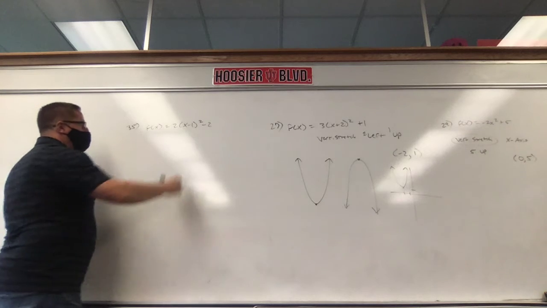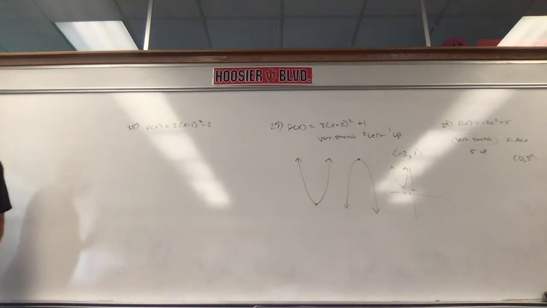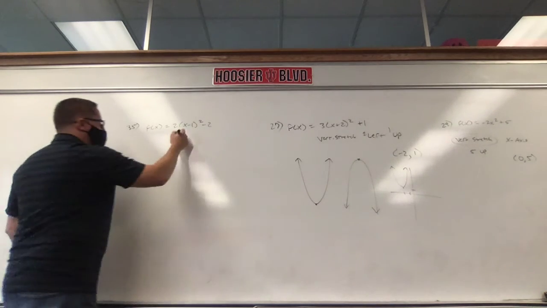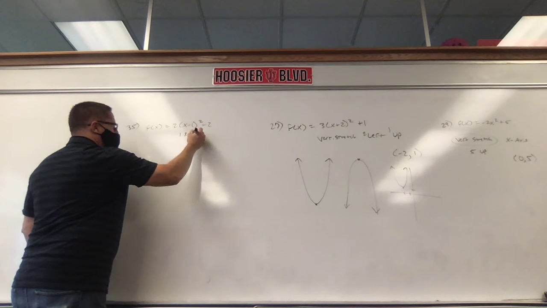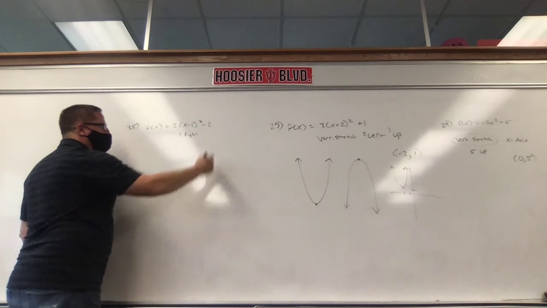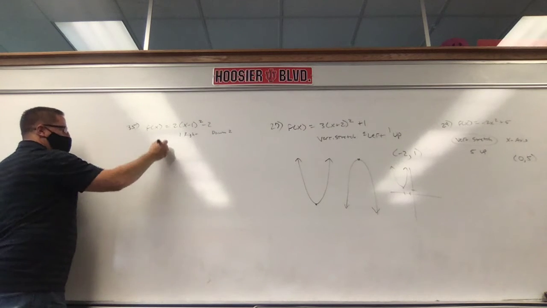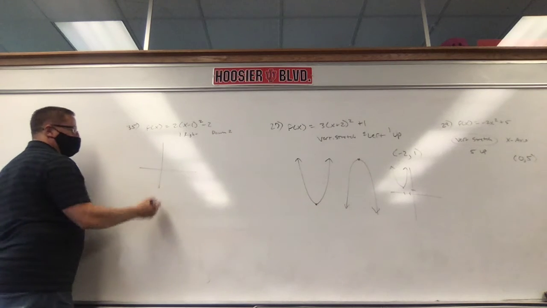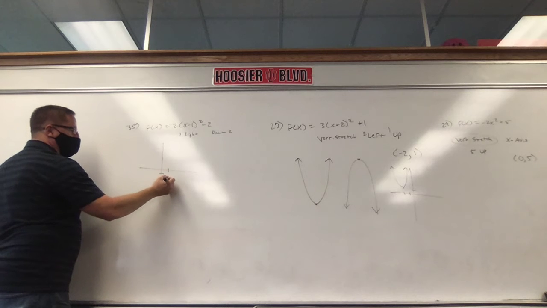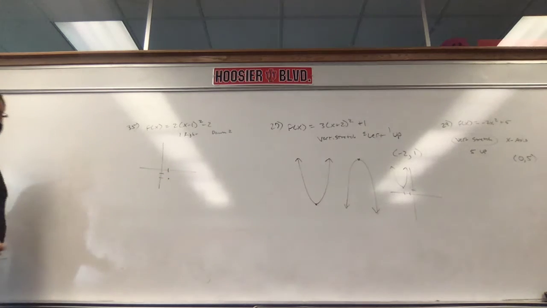In order to graph it, this minus 1 with the x, let's move it 1 to the right. The minus 2 off by itself, let's move it down 2. Okay, so if I graph this, we're going to go 1 right, and down 2, and put a dot right there. That is our vertex.